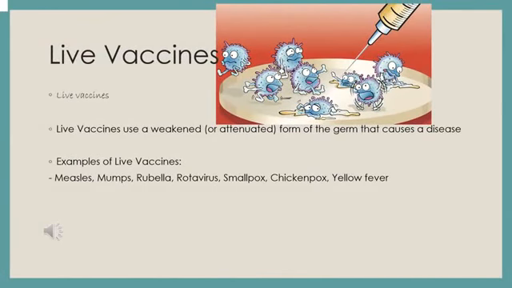Because these vaccines are so similar to the natural infection that they help prevent, they create a strong and long-lasting immune response. Just one or two doses of most live vaccines can give you a lifetime of protection against the germ and the disease it causes. Additionally, the vaccines are most common.